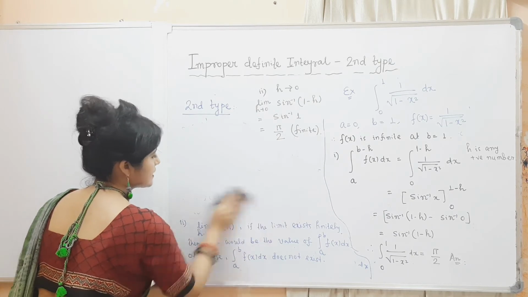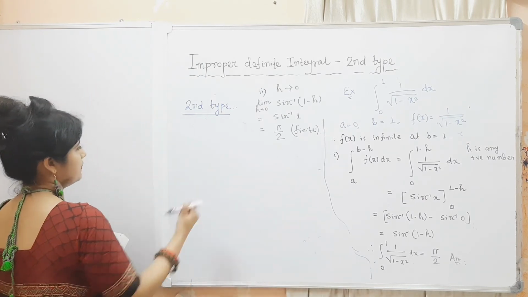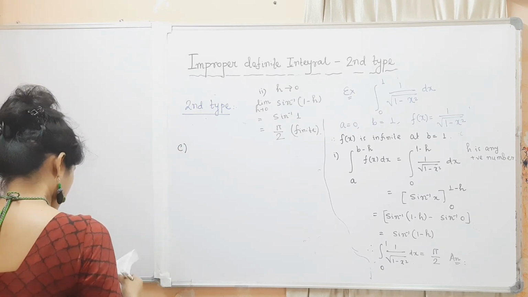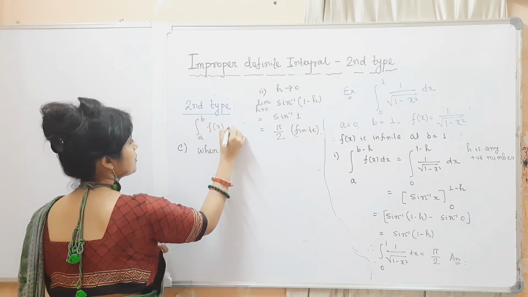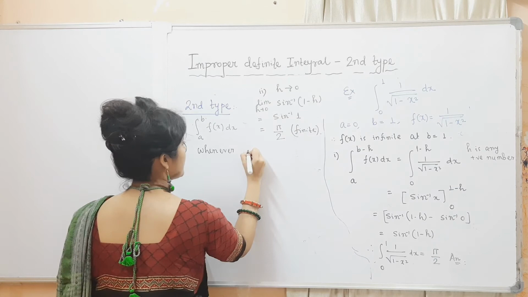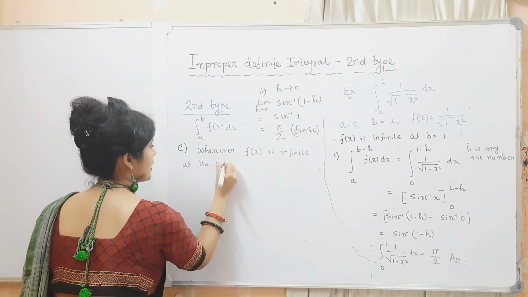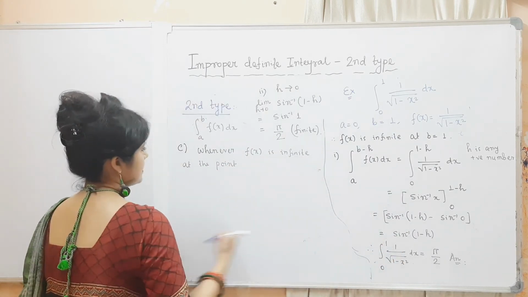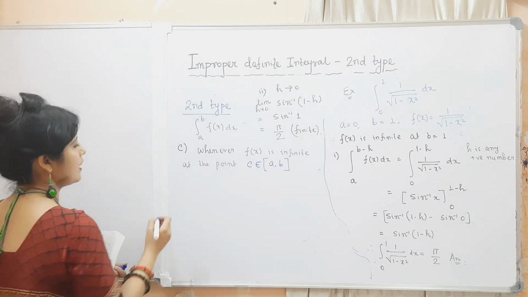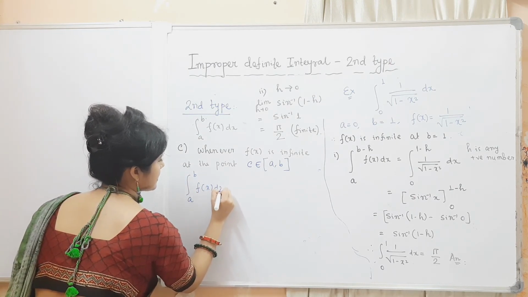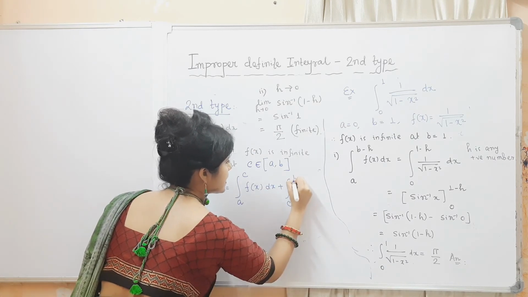Now I will discuss section C. Here I am just giving you the statement of section C. Whenever we have a definite integral from a to b of f of x dx, where a and b are both finite, but f of x is infinite at some point c belonging to the interval ab, then you have to decompose this integration like this: the integral from a to b of f of x dx is broken into the integral from a to c of f of x dx plus the integral from c to b of f of x dx.